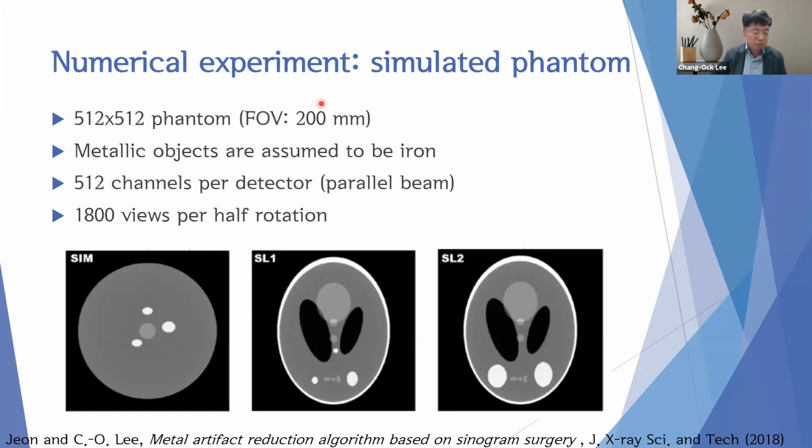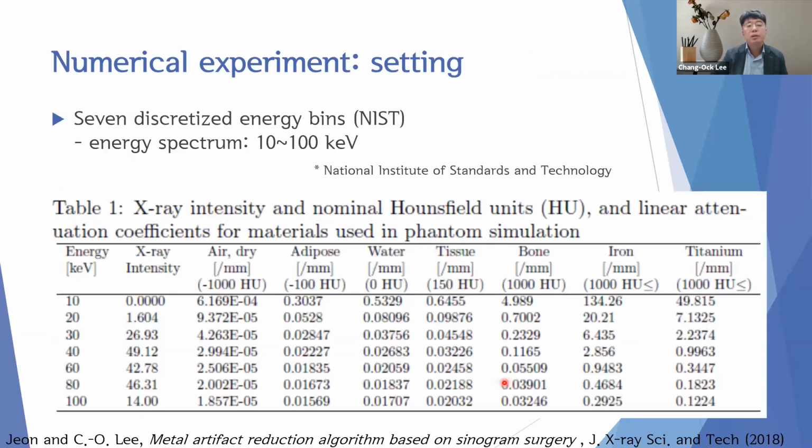Now I show some simulated phantom results. This is a simulated phantom. Also, this is another Shepp-Logan phantom. Here we have 3 metals, and here we have 2 big metals. We used 7 discretized energy beams from the list. In terms of energy levels, many of the materials show different numbers here.